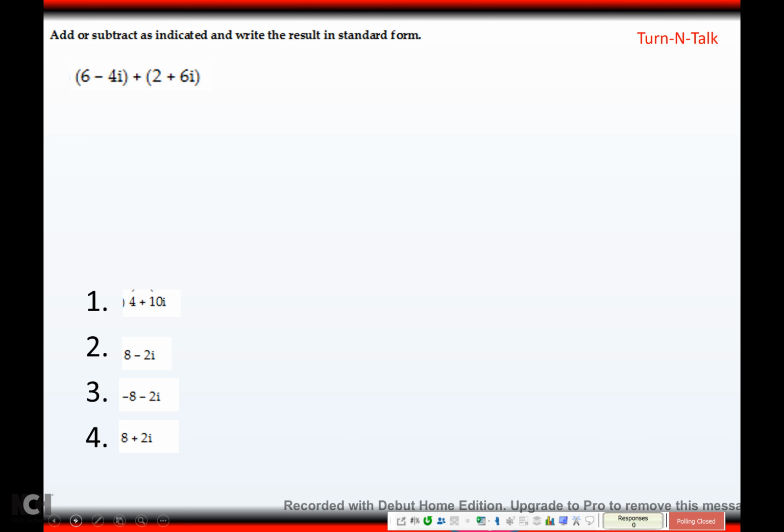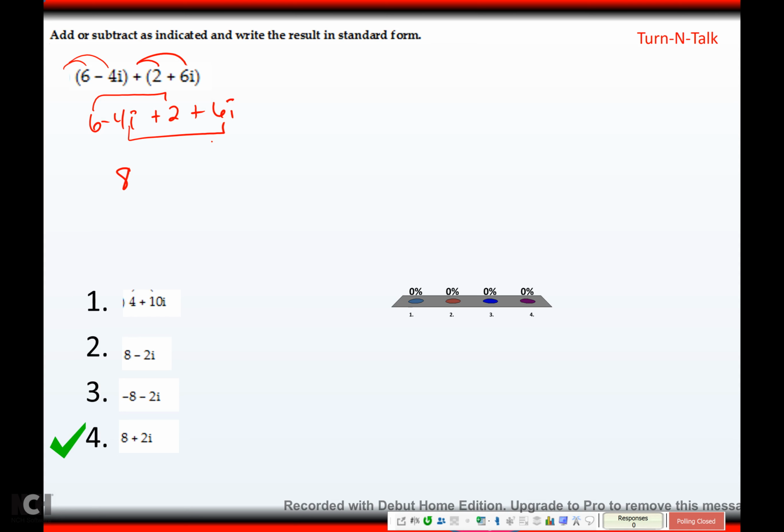Okay, you try one. Hit pause, come back when you're ready. And hopefully you got 8 plus 2i. So nothing crazy here. I've got 6 minus 4i. Distribute the positive, changes nothing. Combine like terms. 6 plus 2 is 8. Negative 4i plus 6i is positive 2i.